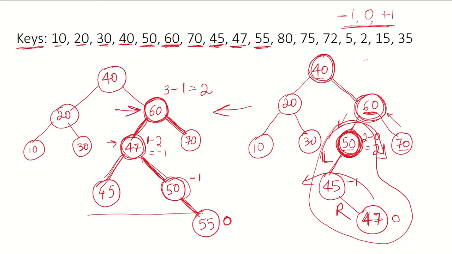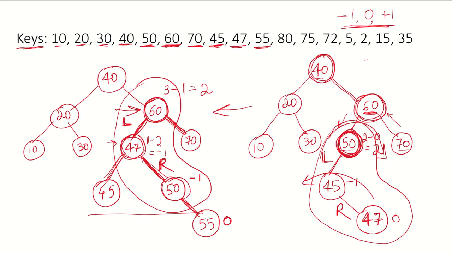Now this node has become a critical node. And what kind of an imbalance has been created? This is towards the left and this is towards the right. So an LR imbalance has been created. So an LR rotation will be required concerning only these three nodes. Every time the rotation will be only using three nodes.